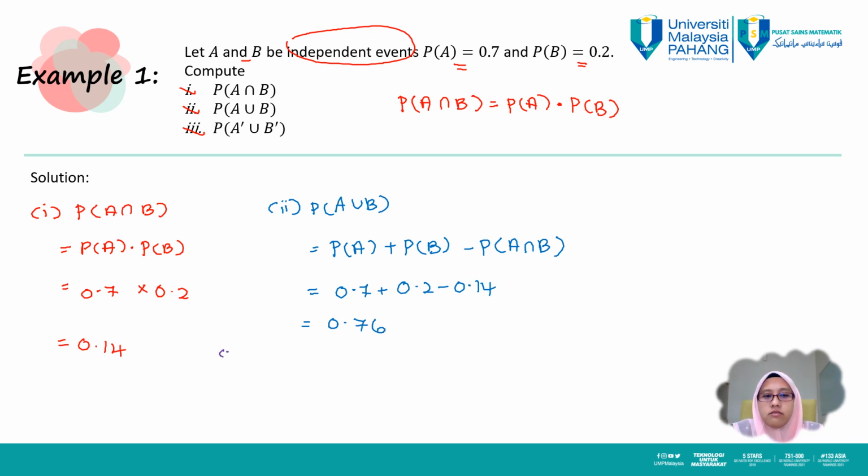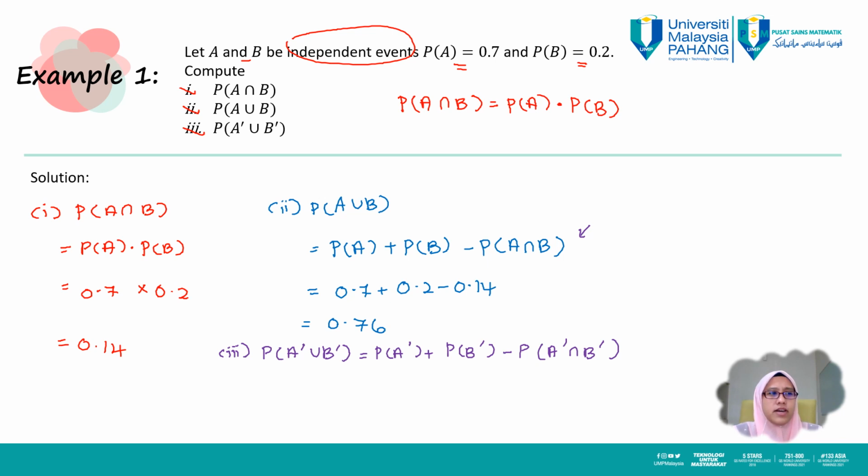Alright, so how about the last one? We are going to find the probability for A prime union B prime. Actually, we just use this formula also, but we just change A to A prime. So we will have P(A prime) plus P(B prime) minus P(A prime intersect with B prime).